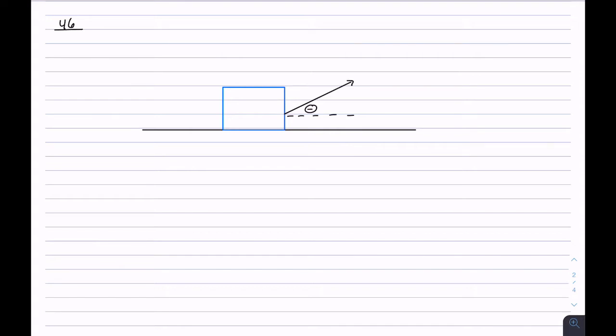Okay, so now we need to look at the forces. We have a weight force going downwards, right? We'll call this Fw for weight force, which is always equal to mg. Then we have the normal force, which is the ground pushing up on the box, the ground pushing up on the crate. That's your normal force.